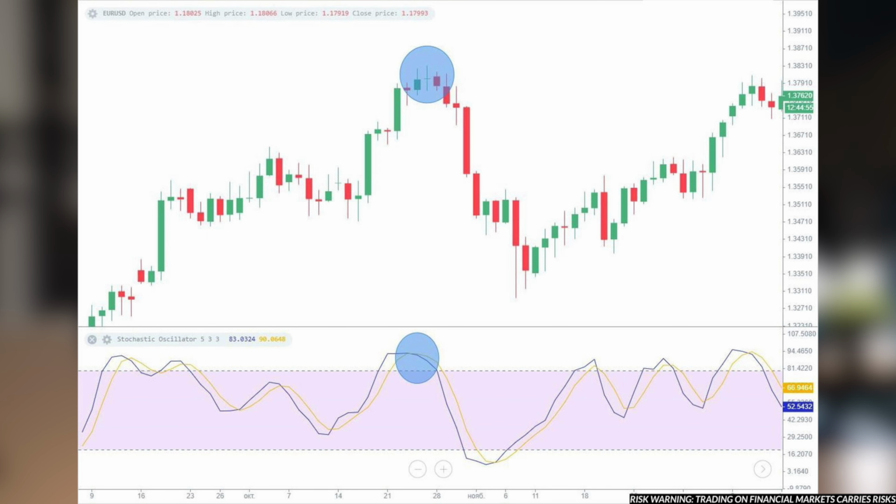We will use the best stochastic settings for swing trading, and these are 5, 3, and 3, which provide sufficient signal density. As for conditions for a long position: first, stochastic is below the 20 level; second, there is a morning star pattern at the reversal; and third, the market starts moving upward. The conditions for a short position, again the opposite version: stochastic is above the 80 level, there is a shooting star pattern at a new reversal, and the market starts moving down.